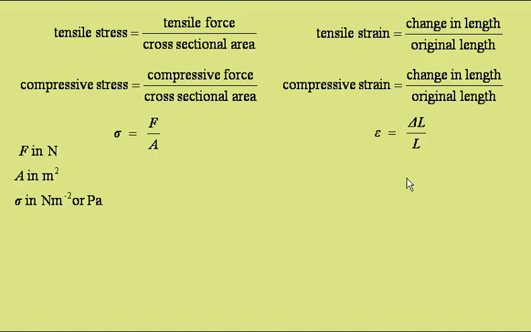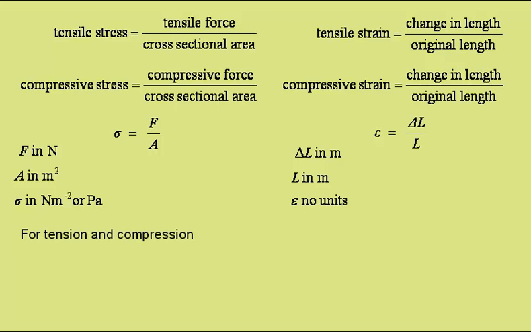We can use this formula for the strain, be it tensile or compressive, where we use the symbol epsilon, is equal to the change in length, delta L, divided by the original length, L. In this case, delta L will be in meters, as will the length L, and therefore the strain epsilon is equal to a length divided by a length, which has no units.